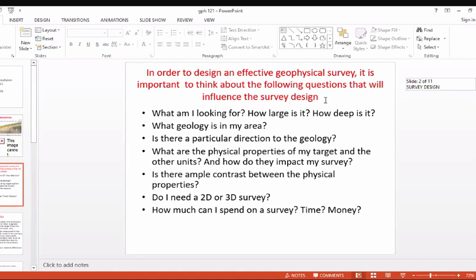What am I looking for? I'm looking for a buried pipe in the subsurface. To what depth? How large is it? The tank is 30 meters. How deep is it buried? It's buried at about 40 or 50 meters beneath the surface. So you can see now, I need to ask myself, what am I actually looking for?